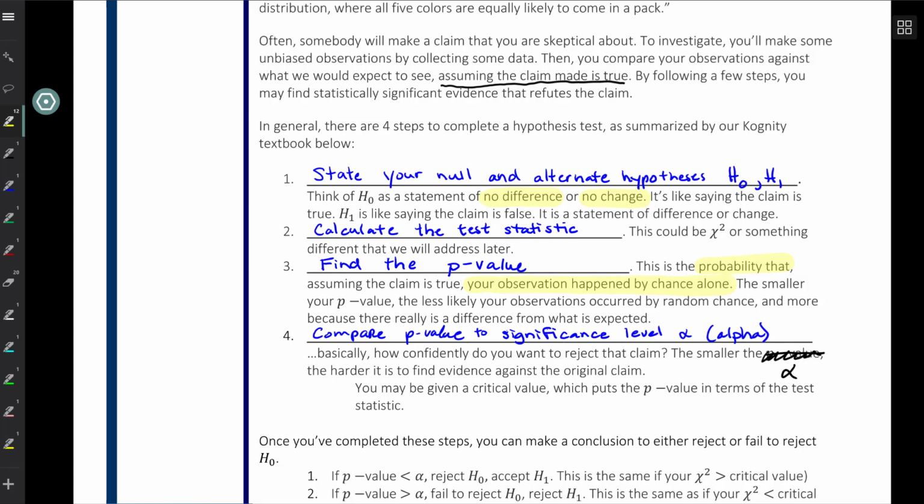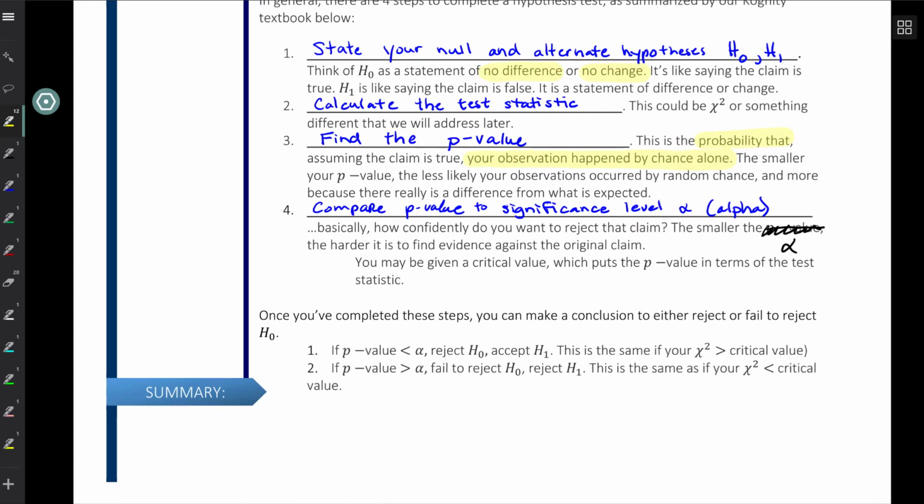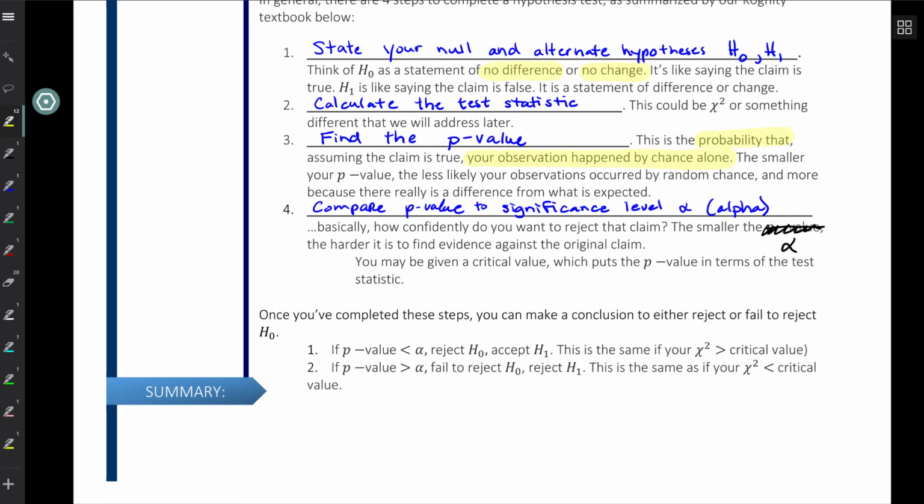Now, you might be given a critical value like we saw last time, and that's very, very similar to alpha. They are basically two sides of the same coin. You may be given a critical value, and that's going to put the p-value in terms of the test statistic. So it's kind of like making the p-value moot at that point if you have the critical value. All you need is your test statistic and critical value, or you need p-value and alpha. Either one will work. Now, once you've completed these steps, you can finally make a conclusion that will either reject that original claim, say it was false, or fail to reject it, saying, I still don't know if I believe you, but I don't have enough evidence to say that you're lying to me.